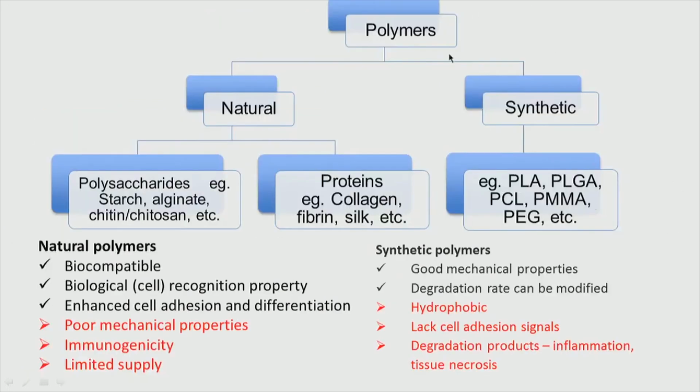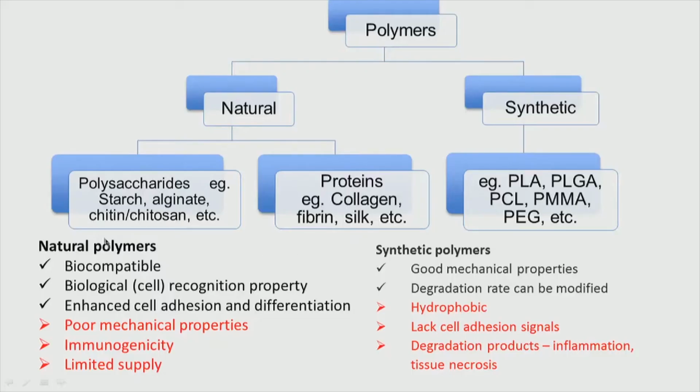Again, polymers can be divided into two forms, natural polymers and synthetic polymers. Natural ones include polysaccharides like starch, alginate, chitin, chitosan, glucon, they are all sugars. Other natural polymers are proteins: collagen, fibrin, silk. As you can see, these natural polymers are produced either by bacteria, fungus, or from plant derived and animal derived sources. All these are natural polymers.